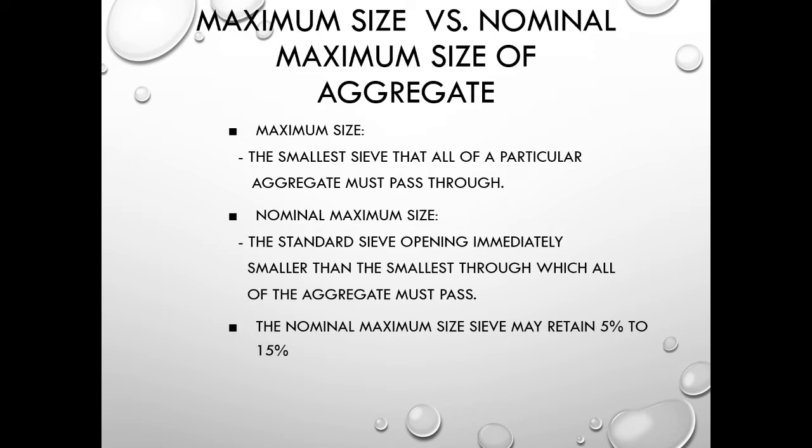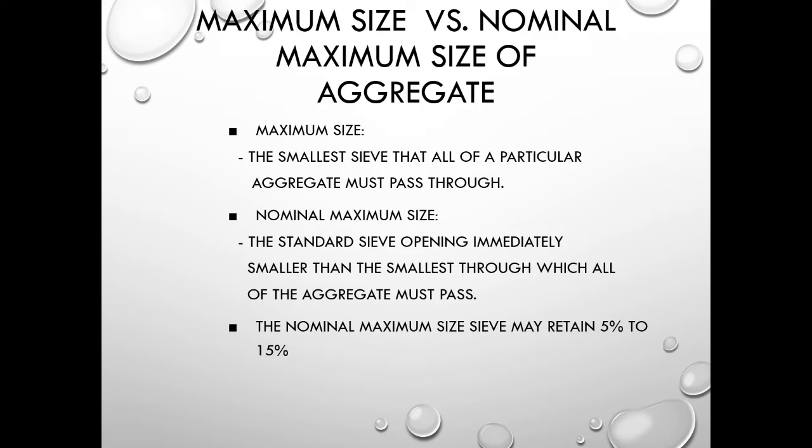There is a difference. Maximum size is exactly as the term states, maximum size. In other words, what is the largest size of aggregate? So for the maximum size, we would look at the smallest sieve that 100% of that aggregate would pass through. So in other words, if we have a maximum size of 25 millimeters, that means 100% of that aggregate would be smaller than 25 millimeters. Nominal maximum size refers to the sieve that would be immediately smaller than the smallest sieve through which all the aggregate must pass.